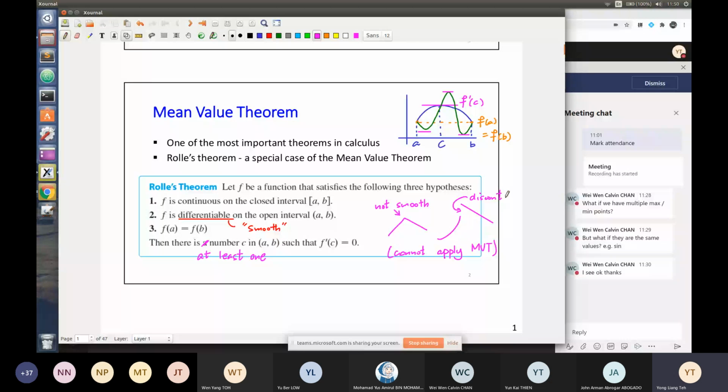Because we can clearly violate this, right? We can clearly violate Rolle's theorem if you have non-smoothness and you have a discontinuity. Okay, so this is Rolle's theorem. Questions before we move on?